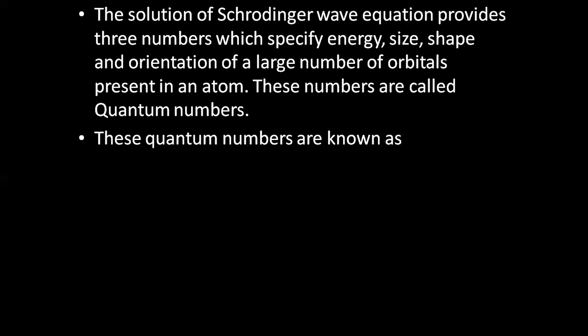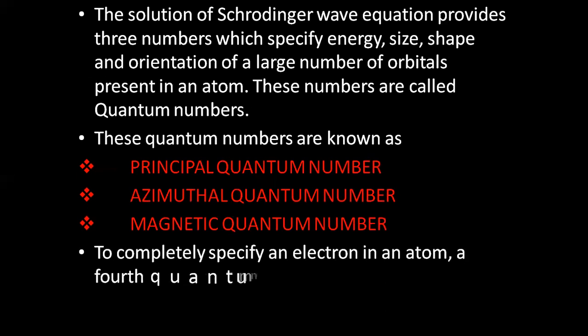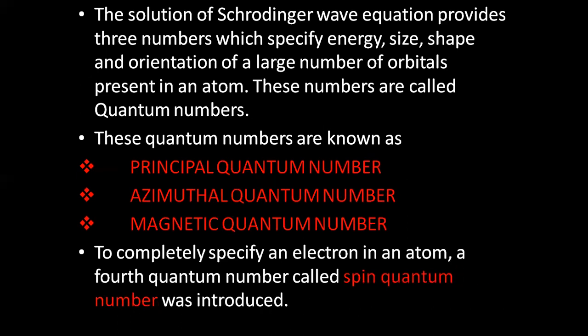Remember that the three quantum numbers which we get as a solution of the Schrödinger wave equation are the principal quantum number, the azimuthal quantum number, and the magnetic quantum number. So these are the three. As I have told you, there are four quantum numbers. To completely specify an electron in an atom, a fourth quantum number called the spin quantum number was introduced. That was later incorporated. It is not a solution of the Schrödinger wave equation. So all four quantum numbers are not solutions of the Schrödinger wave equation; only the first three are.